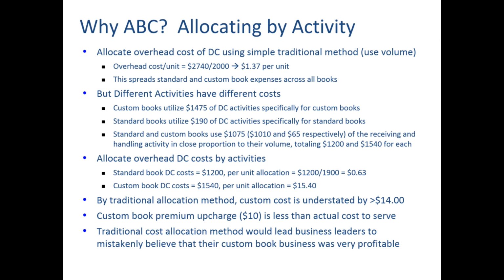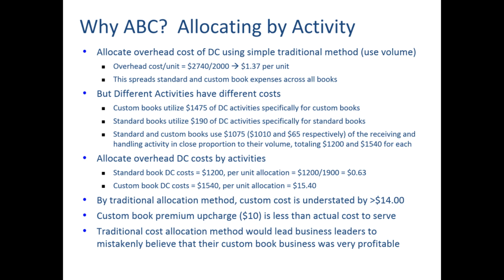Well, this is more than $14 higher than what would have been charged using a traditional system, or the $1.37 per book. Additionally, that $15.40 per unit allocation is, of course, more than $5 higher than what the company is recovering in cost through their $10 price increase. So this provides very misleading information.